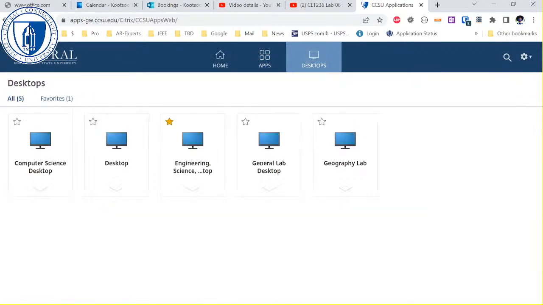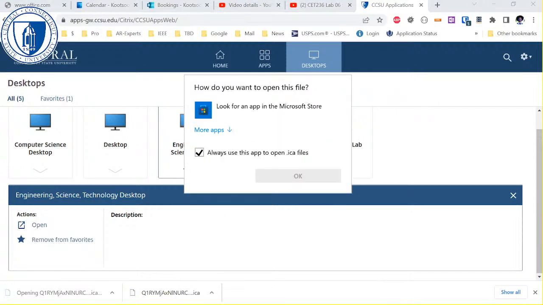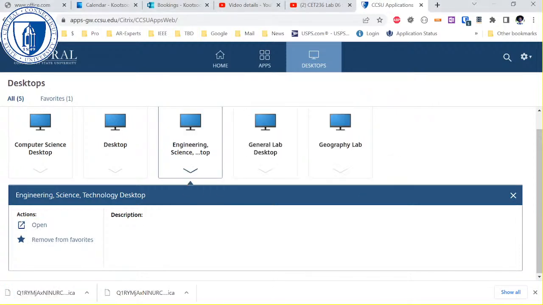So go to desktops, go to engineering and science. Maybe? Oh, maybe I haven't installed that one. Let me try that again. You should be able to do it just in the browser too.